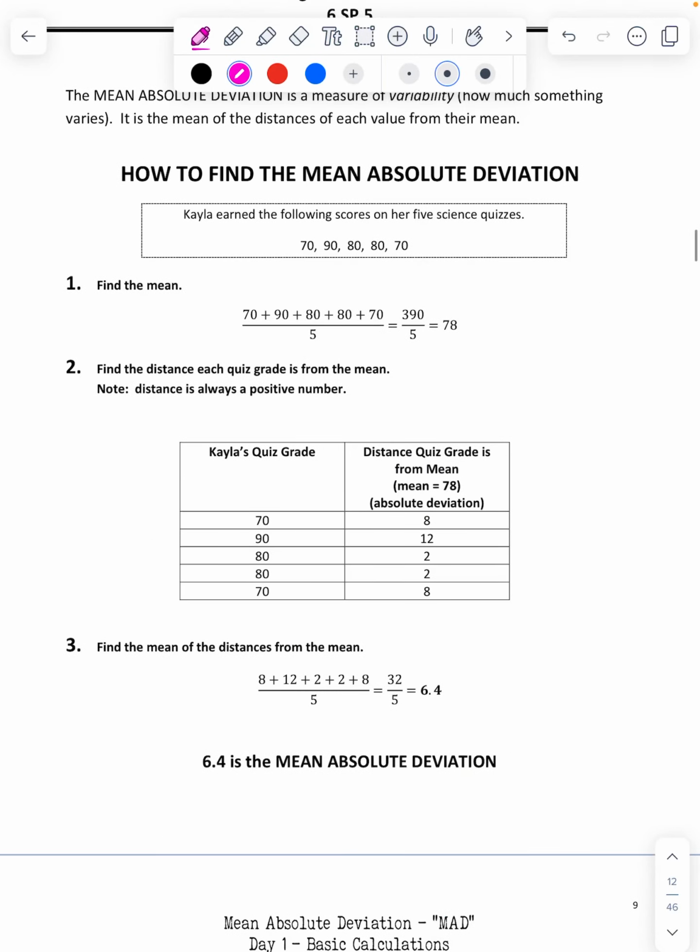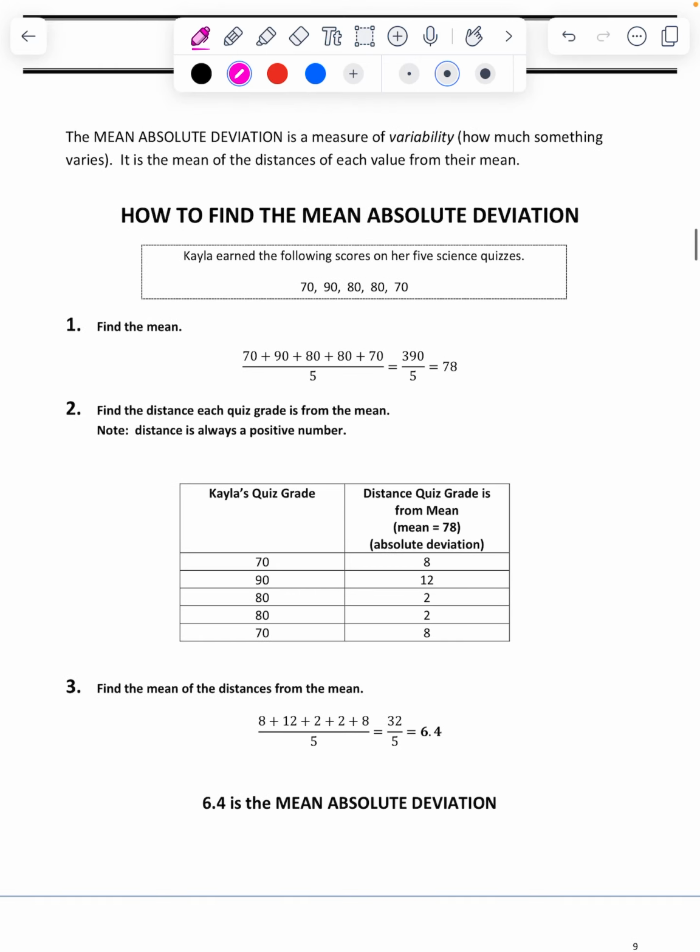Now the Keystone might include something about mean absolute deviation. We are not going to spend a ton of time on it, but the mean absolute deviation is basically another way to measure variability. So it's basically the mean distance a number is from the mean. So if we look at this example, which will be pretty quick, Kayla earned the following scores on her 5 tests in science. So what we would do first is find the mean. So you add up all the numbers, divide by the 5 scores, and this is our mean, this is our average, 78.